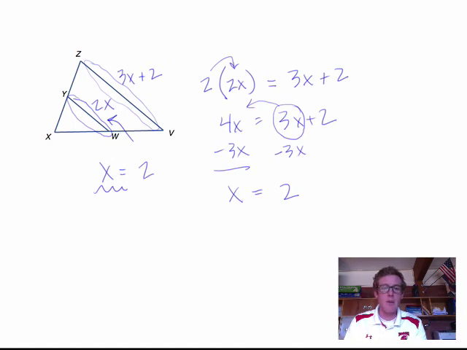And the cool thing is we can go back in and check too. If I put in 2 there, I get 4, 2 times 2. And if I put in 2 here, I get 3 times 2, which is 6, plus 2 equals 8. And these two check out, right? Because this should be exactly half of 8, or 2 4s equal 8.